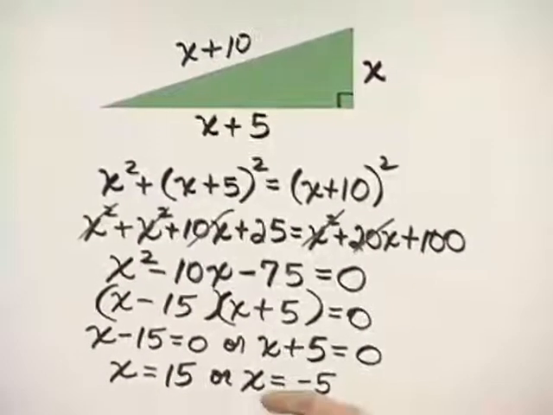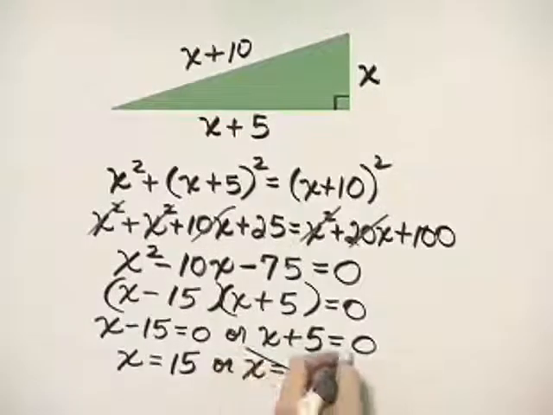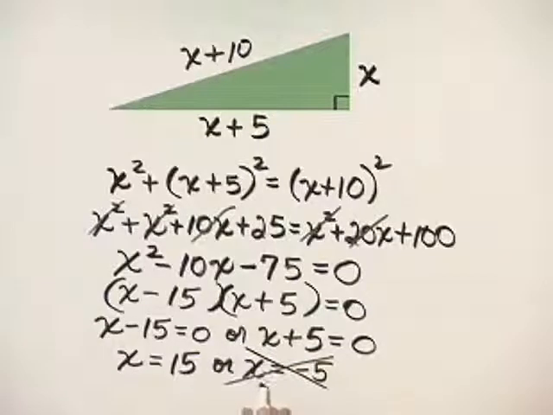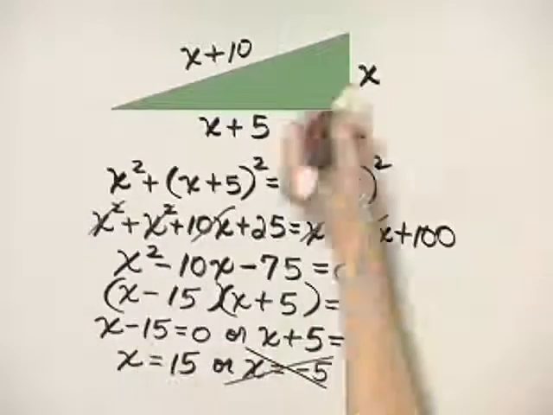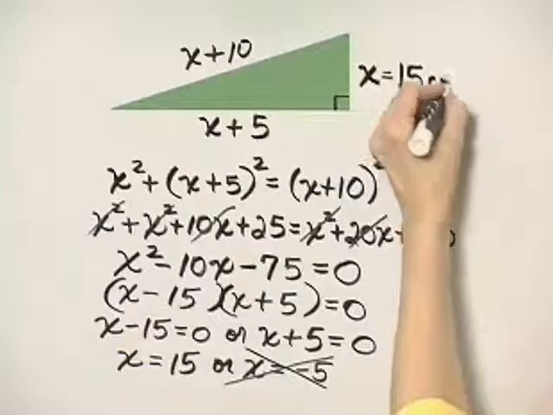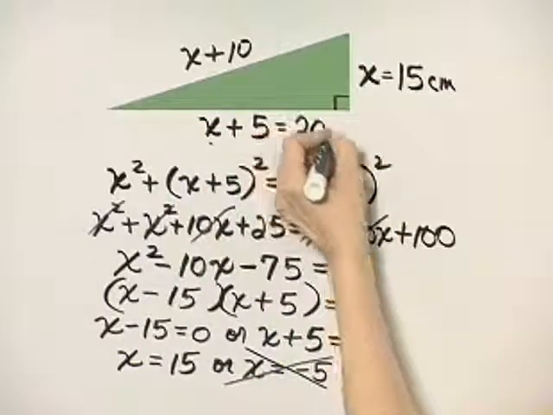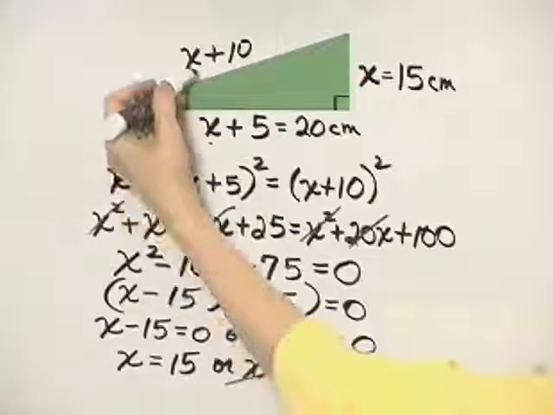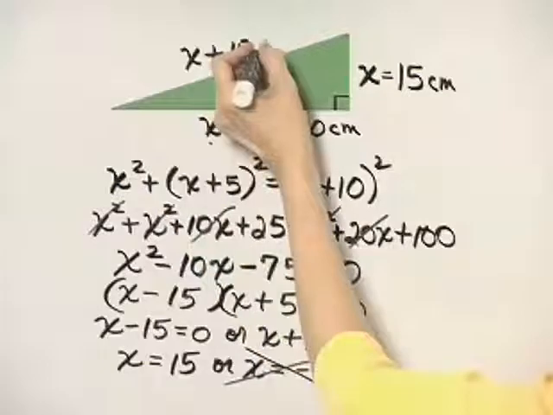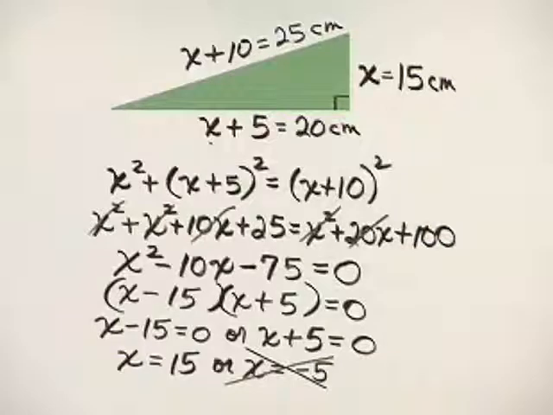Now don't forget, x stood for the length of one side of a right triangle, so because of that, we will not use negative 5, we will use 15. So this shorter leg has length 15 centimeters, and then this is 15 plus 5, or 20 centimeters, and then this is 15 plus 10, or 25 centimeters. Check and make sure the Pythagorean theorem works here. Check and make sure your dimensions are correct, but there are the dimensions of our right triangle.